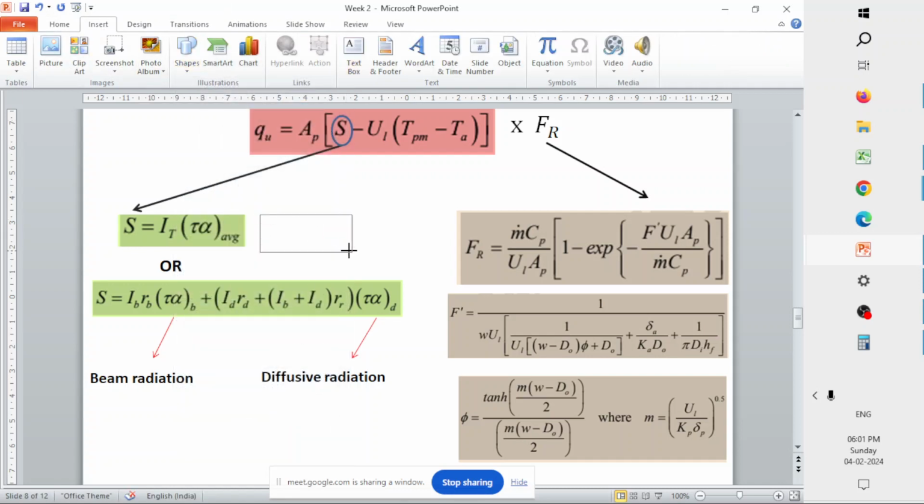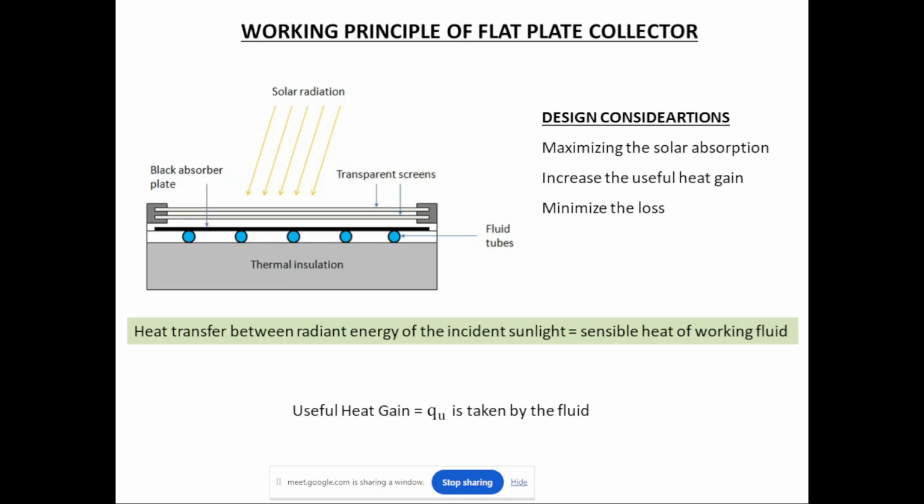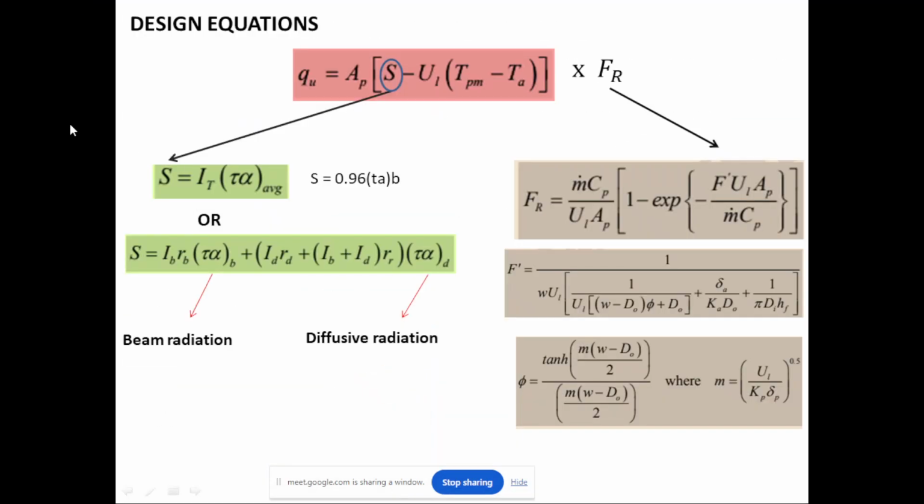This is actually mentioned in the lecture, but I am repeating it so that everybody will be confident about the different terminologies. Tau alpha, I just write Ta times beam radiation. So 0.96 times your tau alpha B can be taken as the value of x. This is a very approximate measure, but if you want, you can also calculate using this equation.